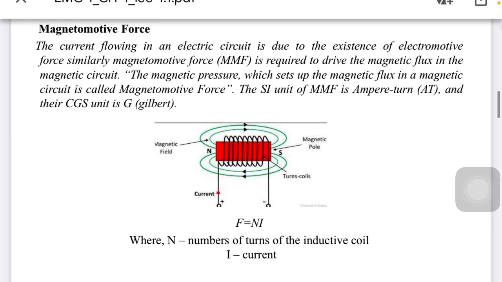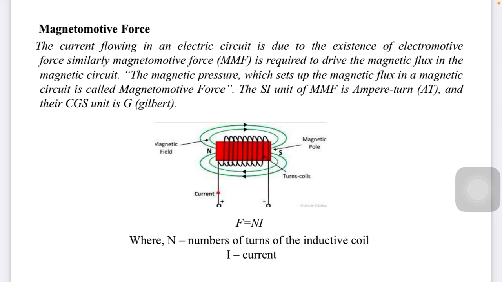The current flowing in the electric circuit is due to the existence of the electromotive force, right? Similarly, the magnetic force, called the MMF, is required to drive the magnetic flux in the magnetic circuit. The force that is required for the magnetic flux to flow is simply called the magnetomotive force, MMF. The magnetic pressure which sets up the magnetic flux in the magnetic circuit is called the magnetomotive force.